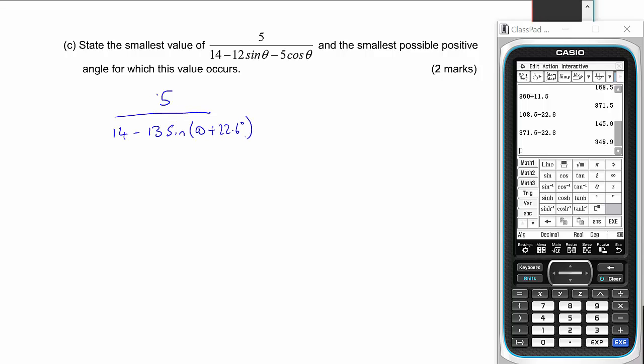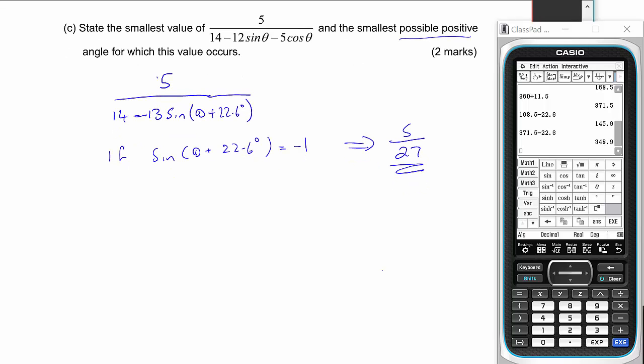Okay, so the smallest possible value of this is when the denominator is as big as possible. So if sine of (theta plus 22.6 degrees) is equal to -1, we are going to get 14 plus 13, 27. So it's going to be 5/27. That's the smallest possible value of it.